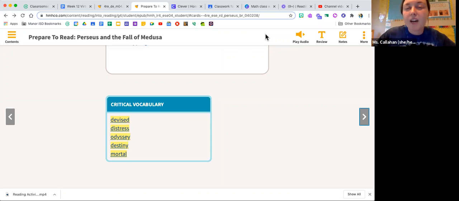Think about it, devised. So the vocabulary word devised means, like if you devised a plan, you figured out a way to achieve that plan. So if the children devised a plan to stay up past their bedtime on Friday night, they figured out how to do it, right? Okay, our second vocabulary word is distress.